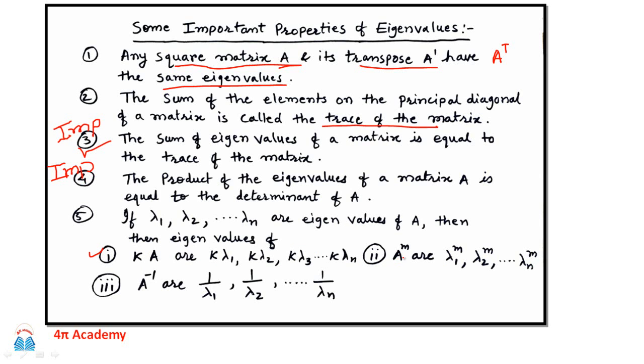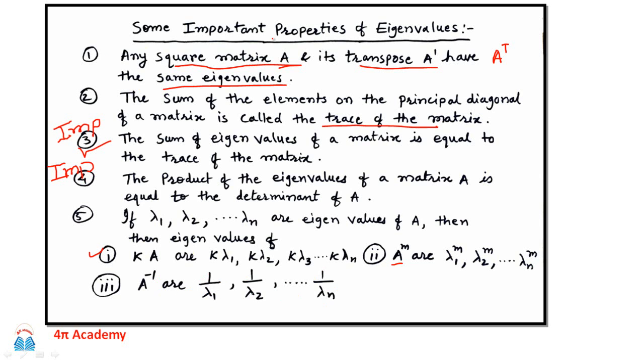Then if we are given a matrix A raised to power m, the eigenvalues of such a matrix will be lambda 1 raised to m, lambda 2 raised to m, and so on up to lambda n raised to m, where lambda 1, lambda 2 up to lambda n are the eigenvalues of the matrix A. Similarly, for A inverse, the eigenvalues of the inverse of the matrix are 1 upon lambda 1, 1 upon lambda 2 and so on up to 1 upon lambda n.